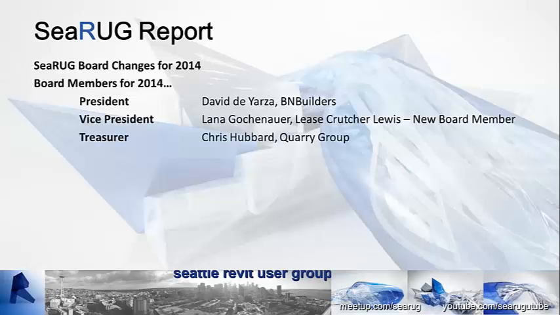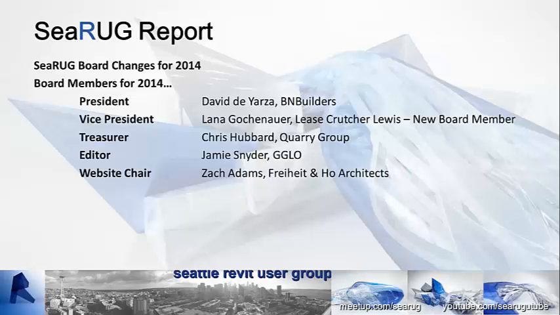Chris Hubbard's going to stay as treasurer. He's been our treasurer for a long time now, and he's really part of the nuts and bolts, and without him, not a whole lot happens either. So Jamie Snyder is continuing as editor. Zach Adams is moving into the place of web chair, with Alfredo's departure. Ray Kemke is going to continue as our secretary.